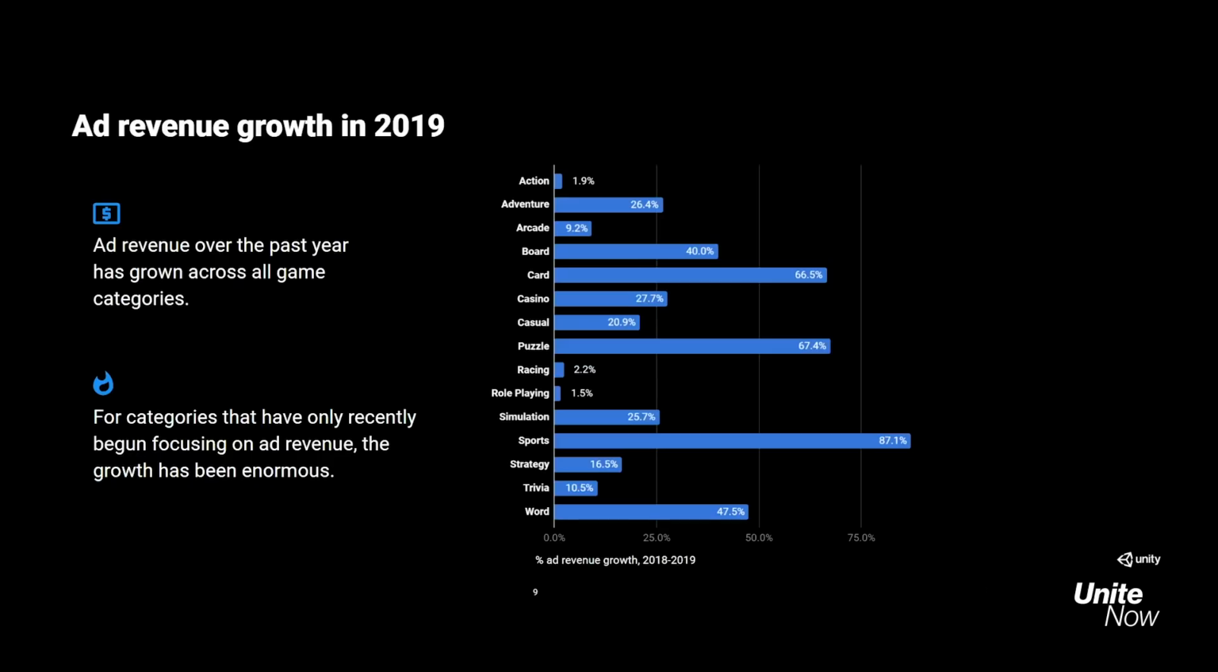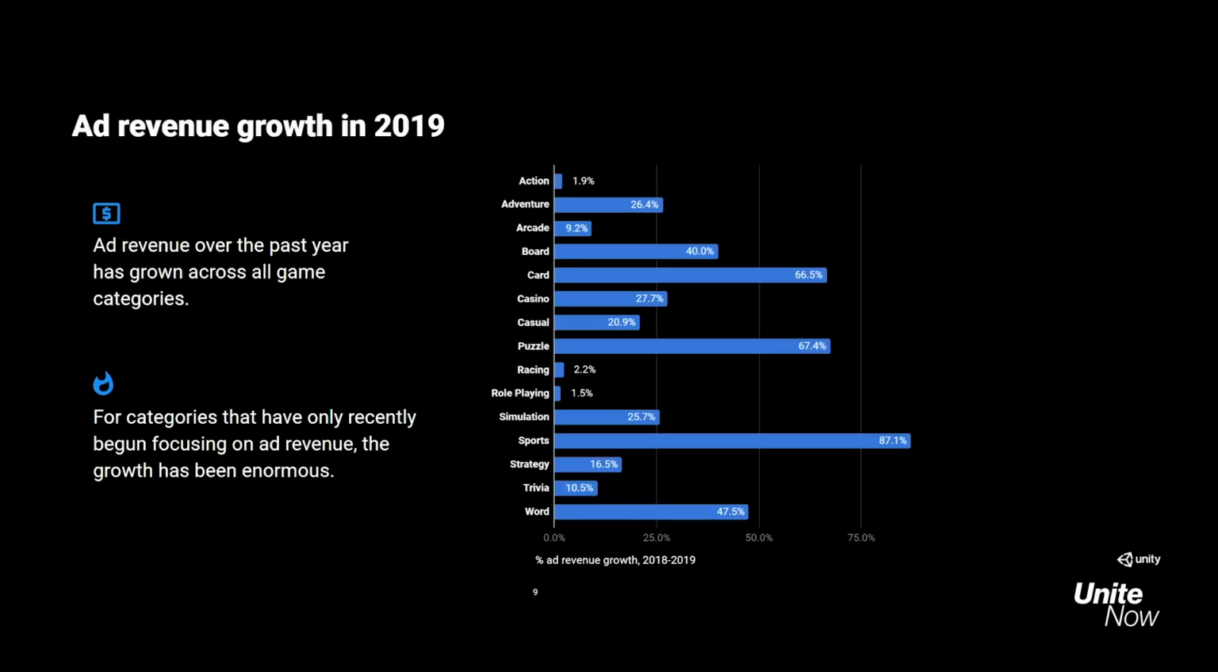Now, diving into ad revenue growth per category, we see some interesting insights. First of all, ad revenue over the past year has grown across all game categories, which is great to see. But even though puzzle games grew less percentage-wise than sports games, due to the overall category growth size of puzzle games, this is actually a lot of revenue overall.